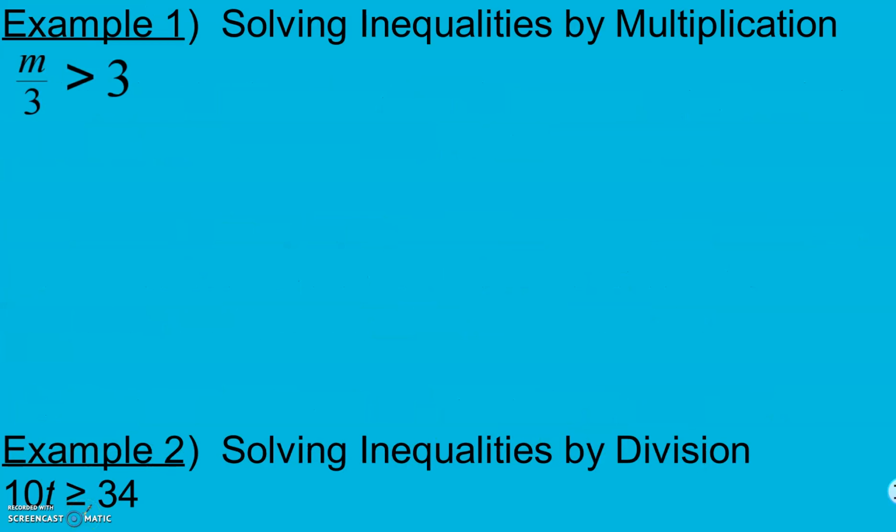In example 1, if we look here, m is being divided by 3. We can get rid of that division by multiplying by 3 on both sides. Whatever I do to one side, I have to do to both. Here I get 3 divided by 3, which is just 1m, and 3 times 3 is 9. I don't have to change my inequality here, guys, because I multiplied by a positive number. So 1 times m is just m. So I get m is greater than 9.